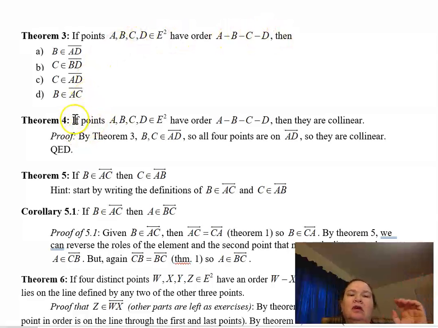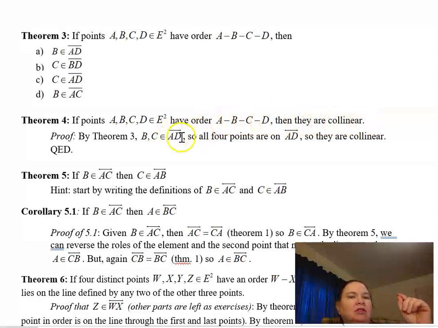The next theorem uses this, and it's really a corollary. A corollary is a really short, immediate result of a theorem. It's not a big theorem all by itself, it's just one little more step. This one says that if I've got 4 points that have an order, then they are collinear. So all of those points live on the same line.